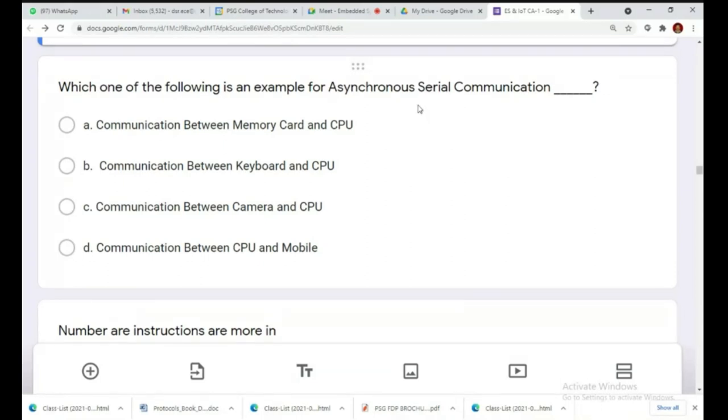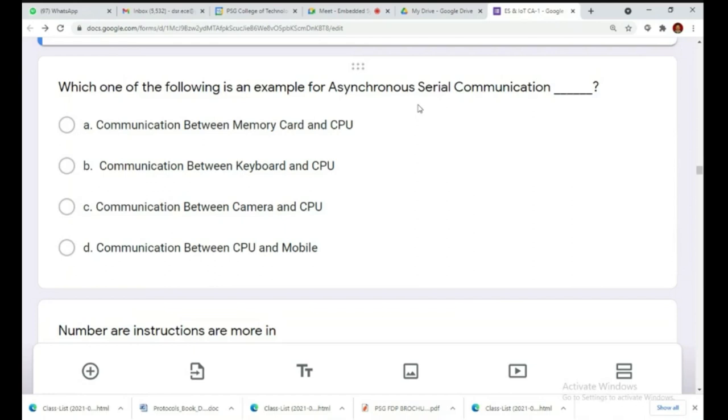Nobody knows when the data will come, and it is asynchronous. A very good example is your keyboard, right? Whenever you press some character on the keyboard, some data will go from the keyboard to the CPU. Nobody knows when you will press the next key, the time interval between the first key press and the second key press. Hence it is called asynchronous serial data communication.